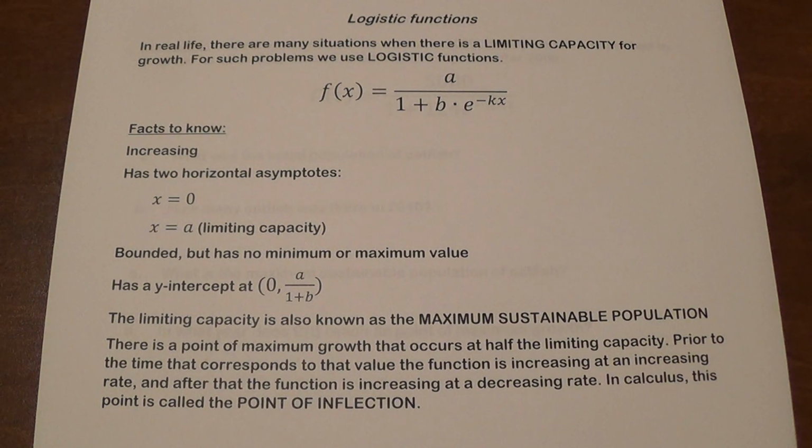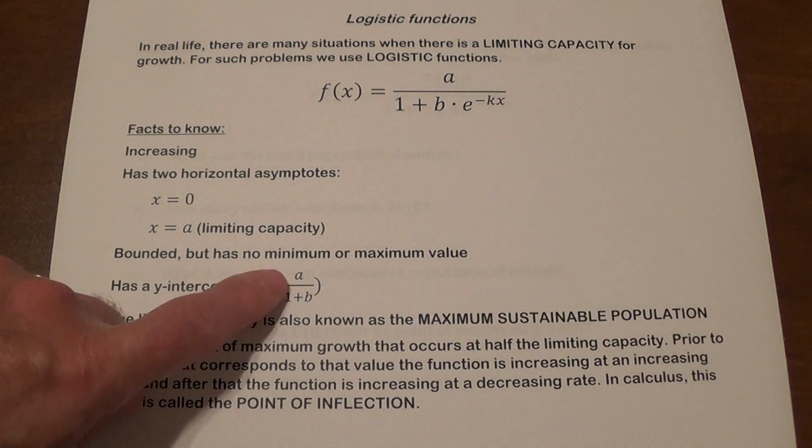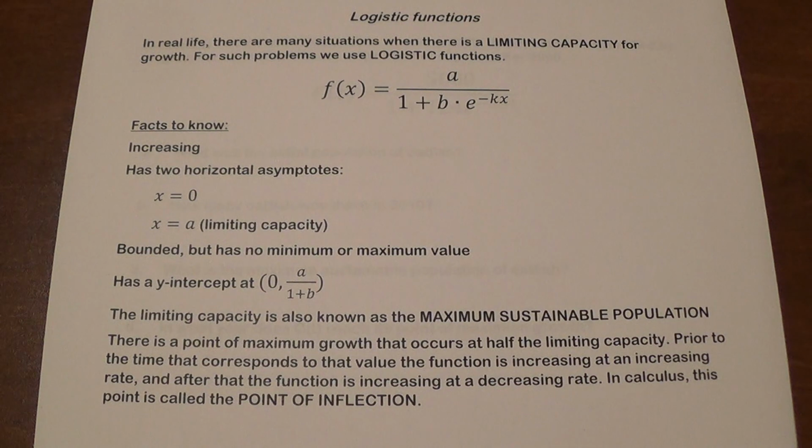It does have a y-intercept. At this point it's going to be 0 comma a divided by 1 plus b. The limiting capacity, when you apply it to population problems, is often called maximum sustainable population.